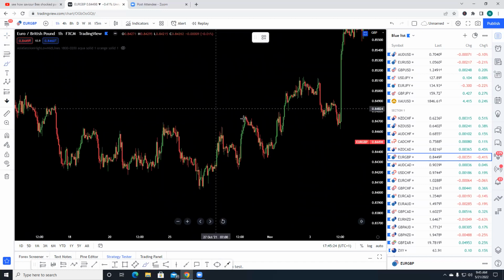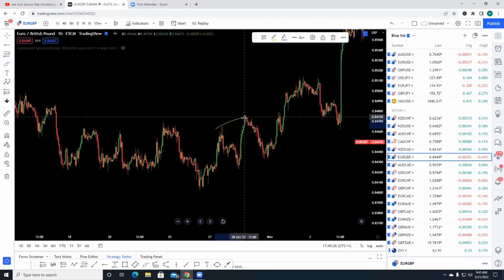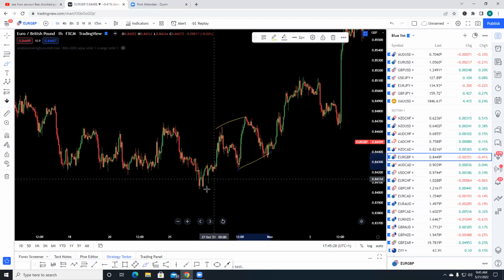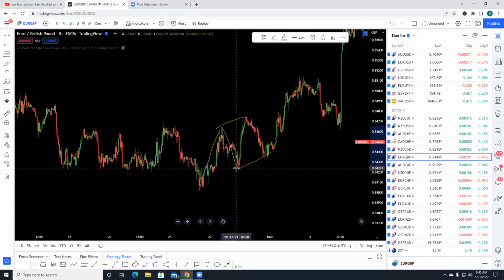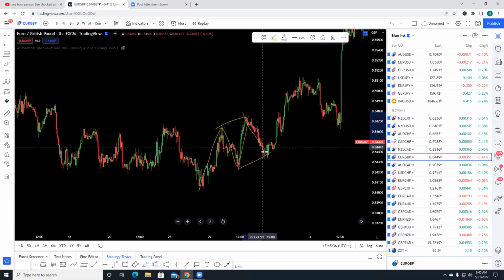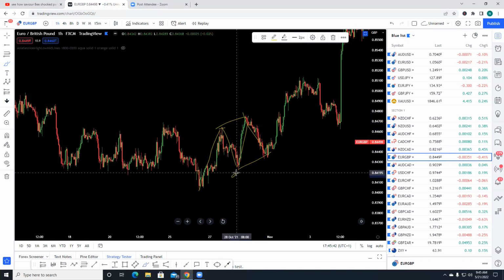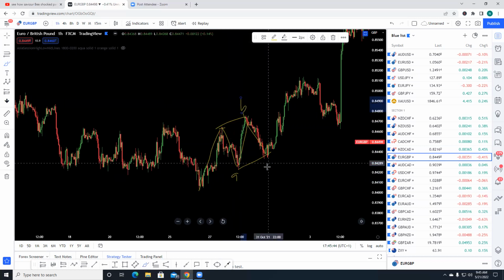This is a running flat, guys. Can you see a running flat? How do we define a running flat? You have an up move, you have wave A, wave B breaks the level of wave A, and wave C does not get to the end of wave A. So this becomes A, this is B, and this is C.